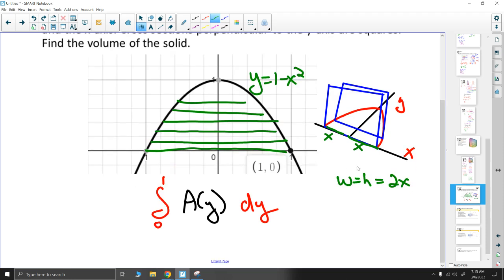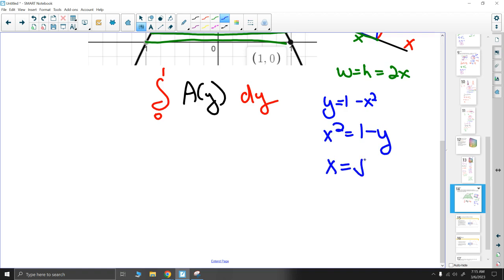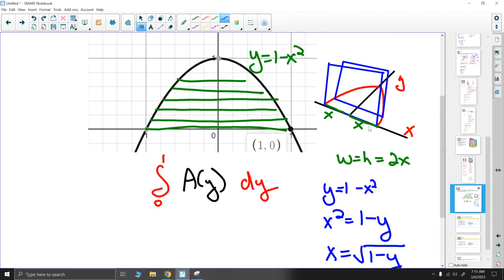So we need to solve for x to find our function in terms of y. So real quick, y equals 1 minus x squared. If I add the x squared, subtract the y, I get x squared is equal to 1 minus y. Take the square root, x is equal to the square root of 1 minus y. This is how wide each of these things are. Square root of 1 minus y. And there's two of them to find the full width.